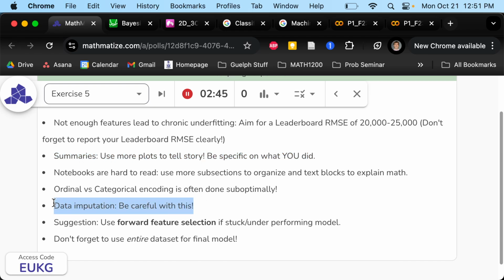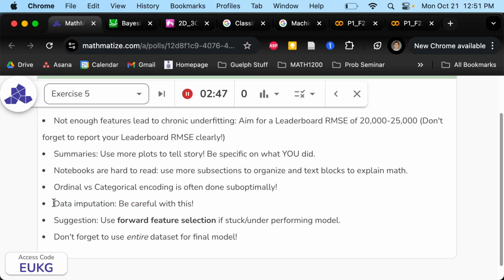The TA told me that some people are having problems with data imputation. For example, if the average square footage is not there, they put it in as 0. That's probably not right. Sometimes you want to put in 0, sometimes you want to put in the mean, sometimes you want to do the median. You have to think about it on a case-by-case basis. So watch out for that.